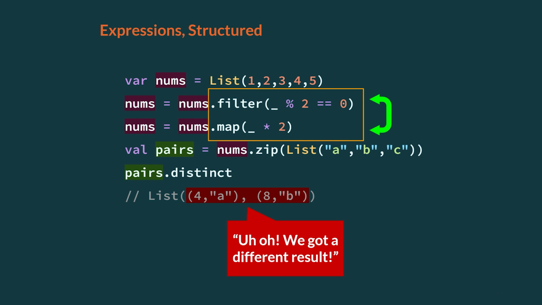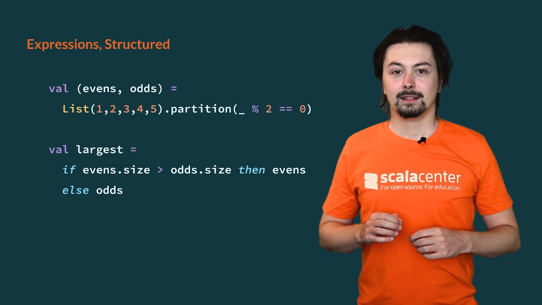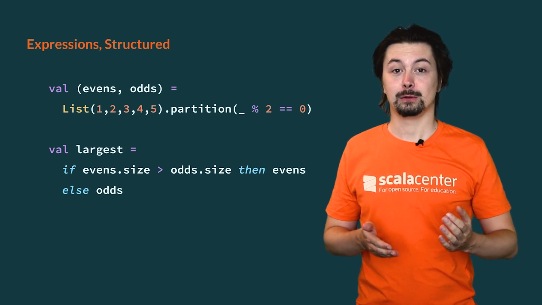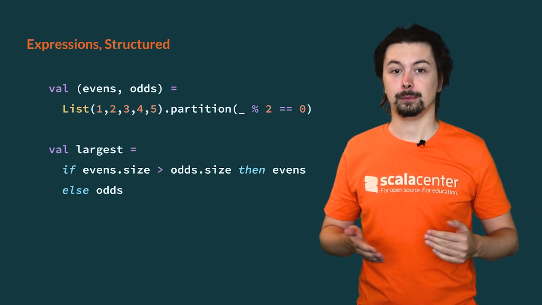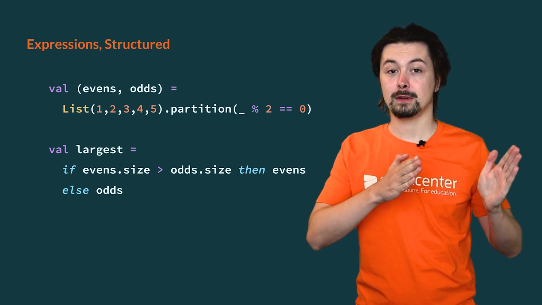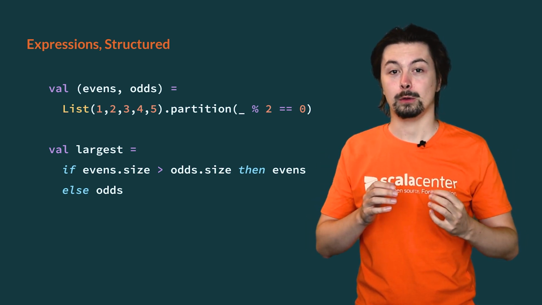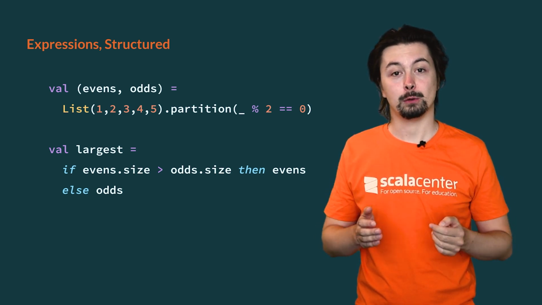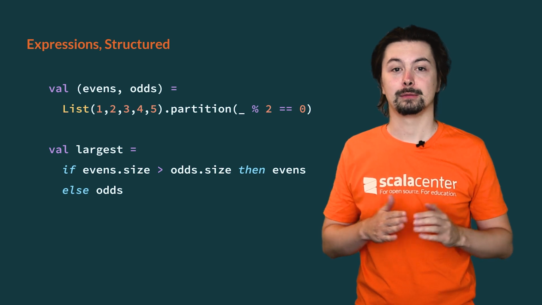In larger examples, it could be difficult to immediately spot problems such as this, leading to bugs. Values are also great for handling multiple return values, which are modeled as tuples. In this example, I have partitioned the list into even numbers and odd numbers, which returns a tuple. I then use a tuple pattern to extract the two named values.